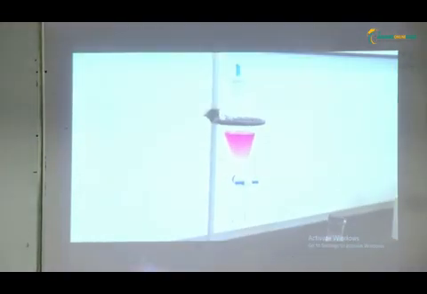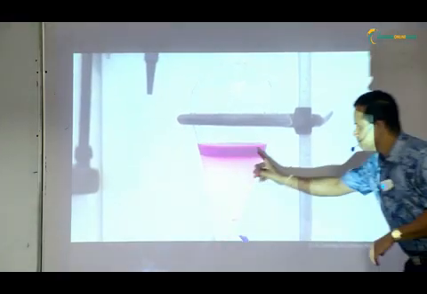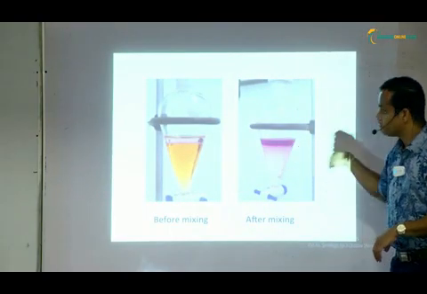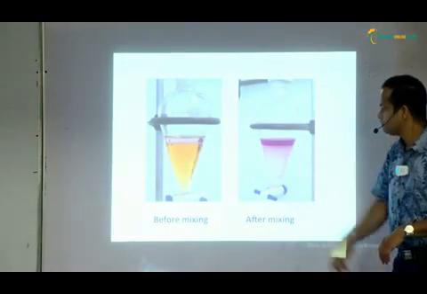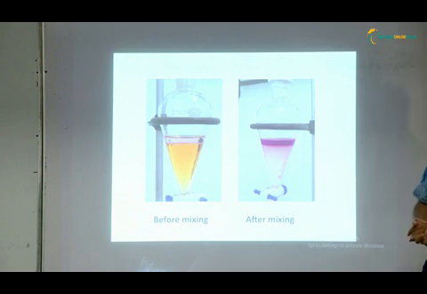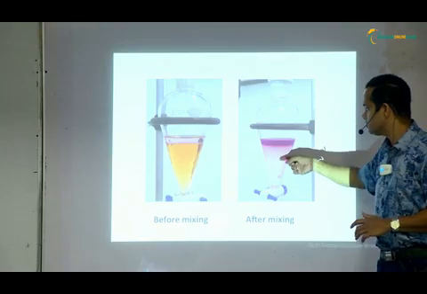We get a pale brownish layer and a purple layer. Pale brownish one, but the purple color can be seen. If you keep it a long time, it will be without purple color. Right. Iodine has come to this one. Why? Solubility of iodine is high in this, low in that.